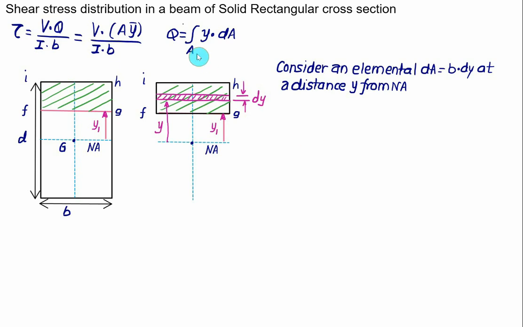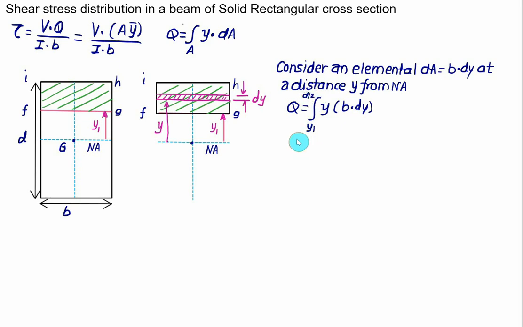So we can calculate the value of Q here. We replace the value of dA as b into dy. So we can calculate the value of Q as the integral of y, and dA is replaced as b multiplied by dy. In this case, the value of b remains constant. It has a uniform width. This width does not change with respect to y. So we can take b outside. The lower limit of y will be y1 and the upper limit will be d by 2. So we have the lower limit in this case equal to y1 and the upper limit equal to d by 2.